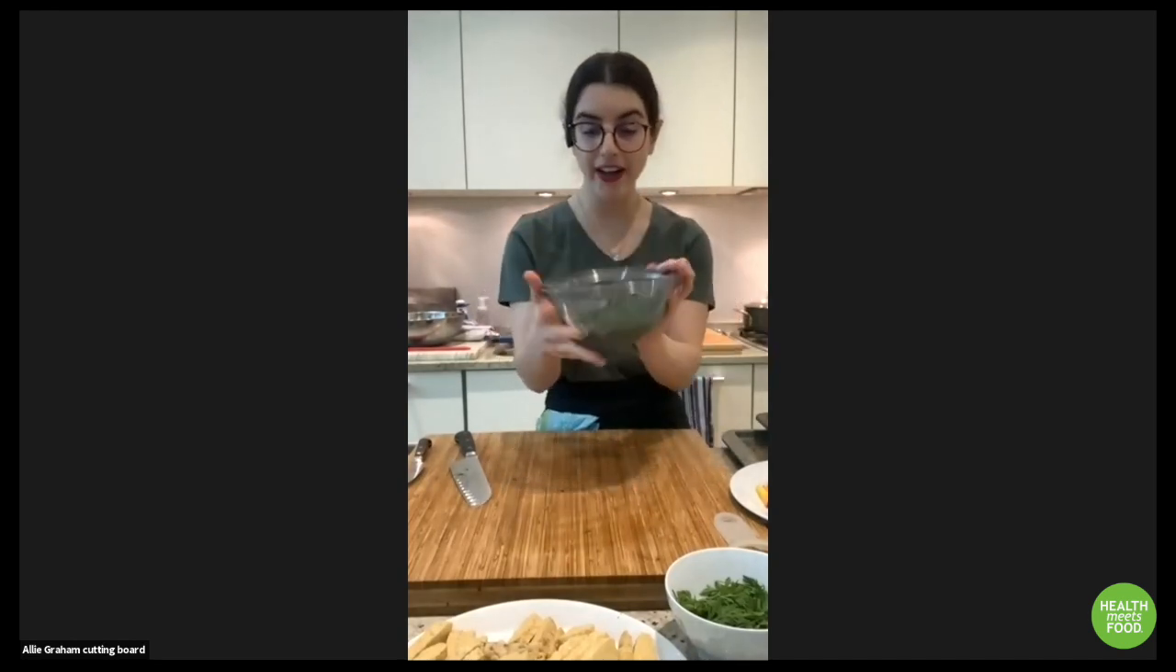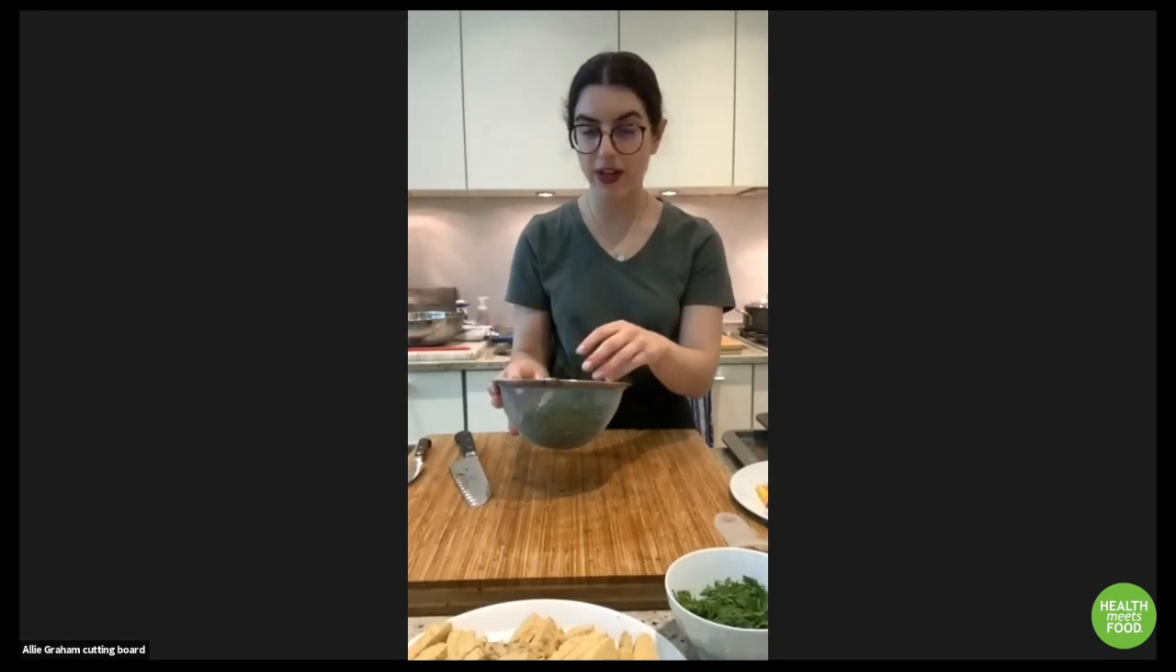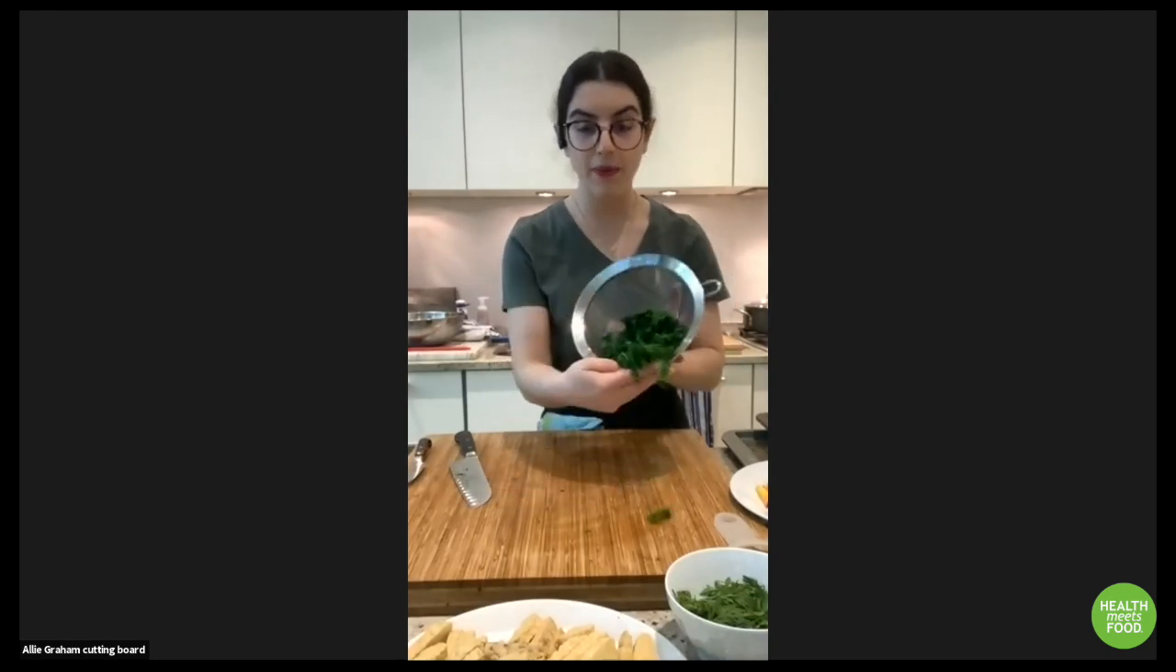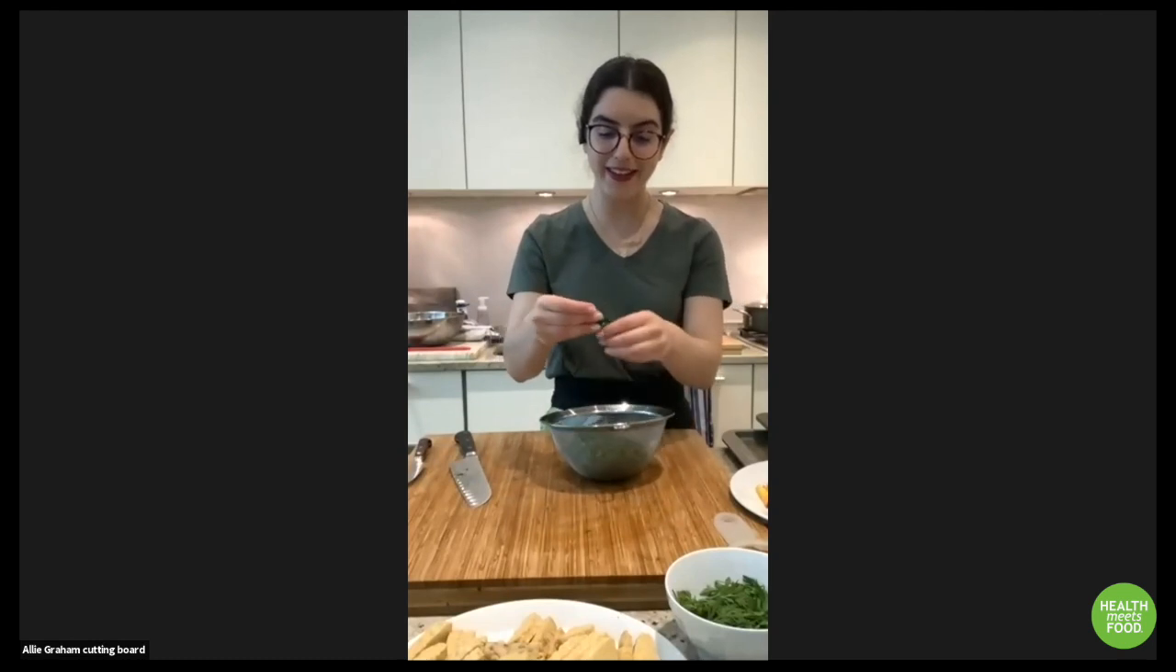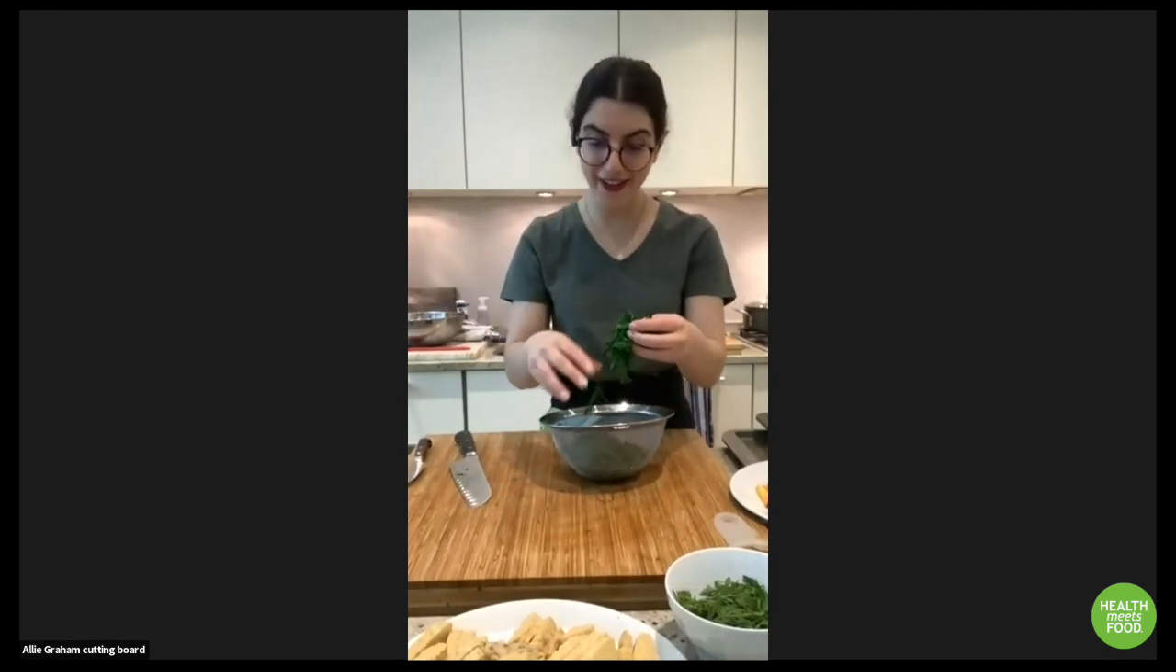Okay, these have been dried. And all I did was put them on the cutting board and just run a knife through them, a couple of cuts, just so that it's not like when you go in a salad, you get a big piece of carrot top.